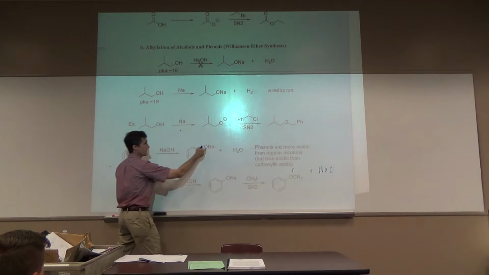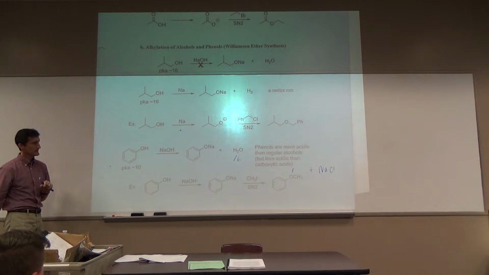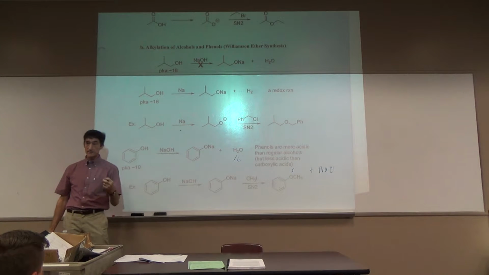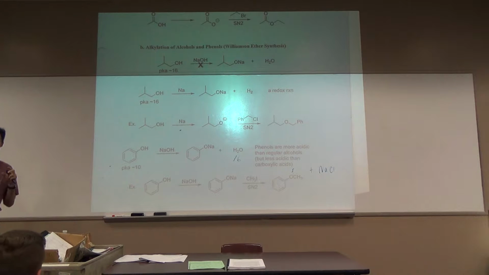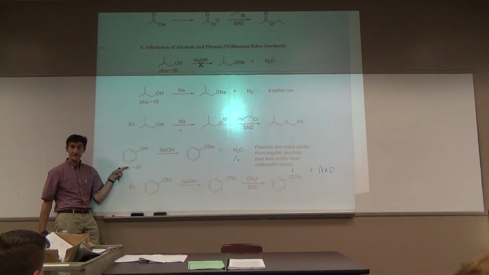Hydroxide can react to make this plus water. What is water? 16? Which side's favored? 10 or 16? 16. By how much? 10 to the 6. 10 to the 6 is enough. Typically, 10 to the 2, 10 to the 3 is enough. This is enough. That is, phenols are acidic enough.